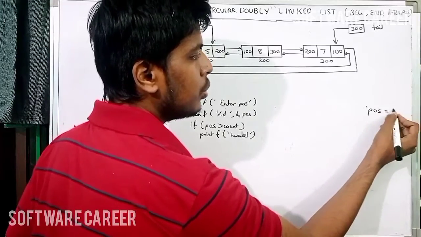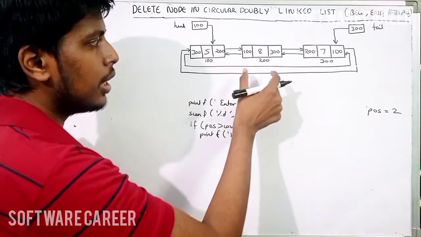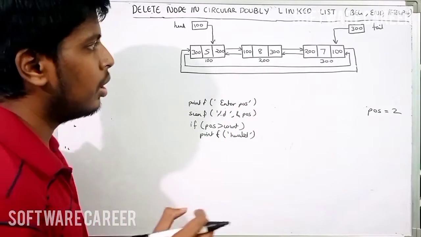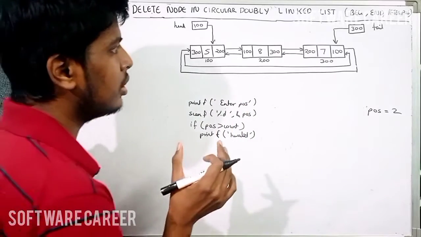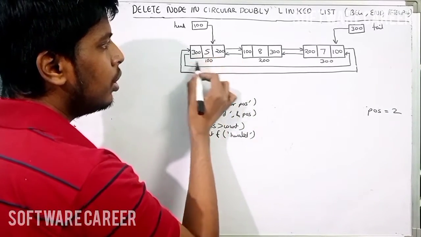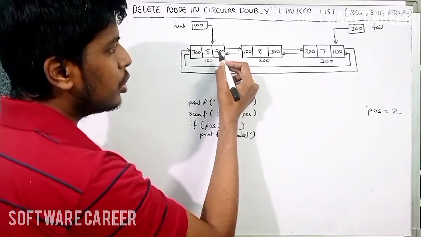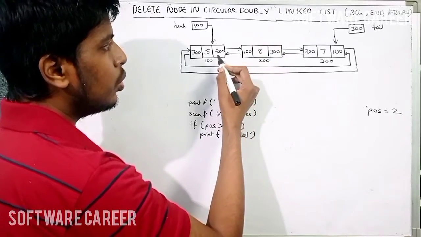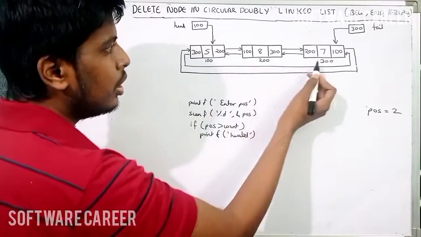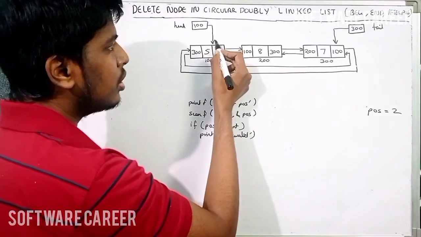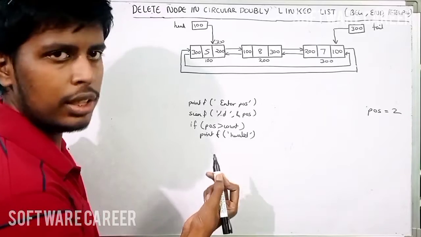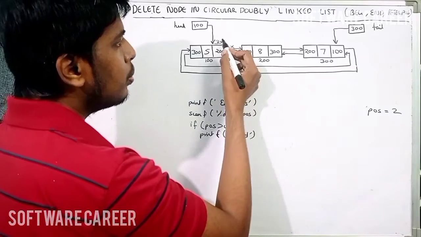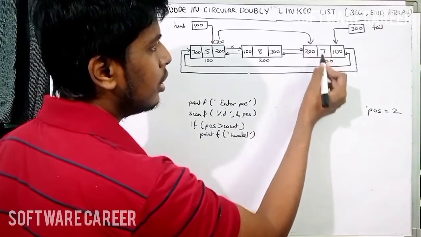Now suppose the user says 2. That means I should delete the second node. So this is the second node, and you should delete this node. How to delete? Before deleting you want to make some changes. What changes? See here, this is the next pointer of node 100. In this next pointer you should store the address of the next node. If you delete this node, the next node of 100 is 300. So 300 you should store in this next pointer. This is the first change. If you update this to 300, then this link will be cancelled, and this pointer will point towards the node having address 300.